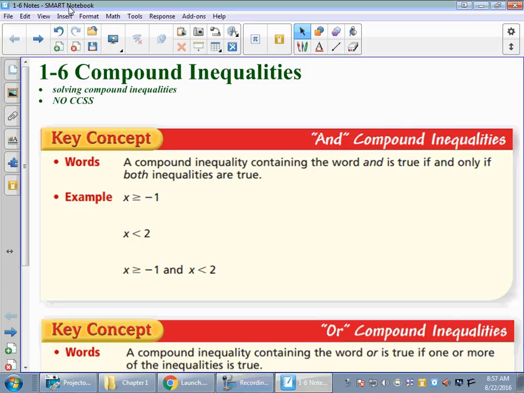These are your 1-6 notes, compound inequalities. So we're going to take the concept that we learned with inequalities, but we're going to actually solve two inequalities at the same time. So that's the whole definition of compound.